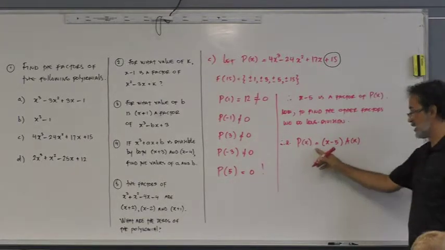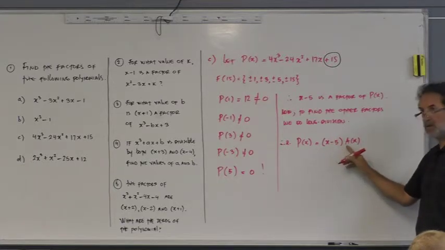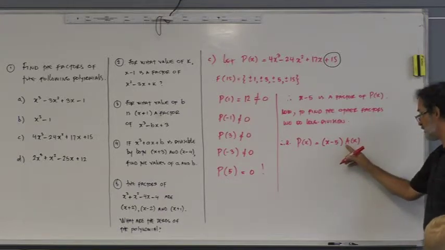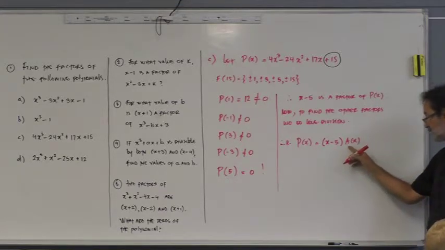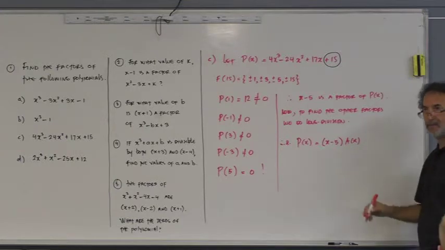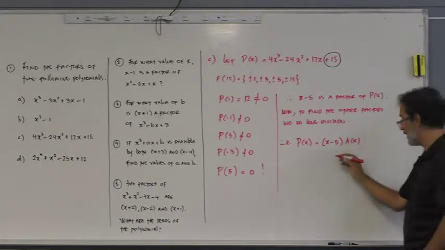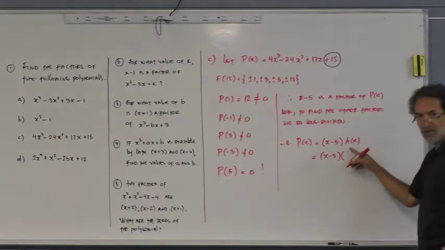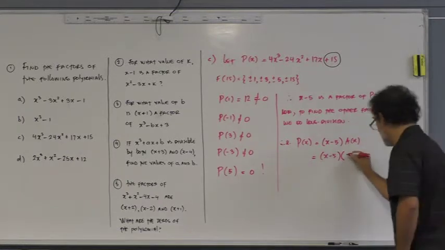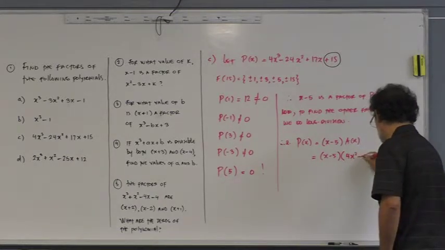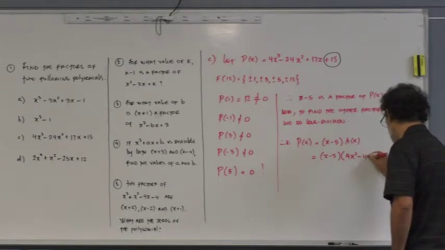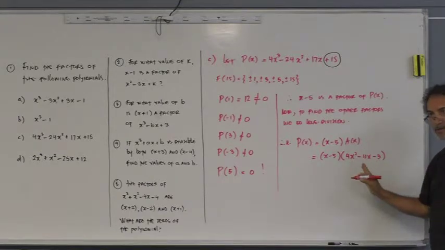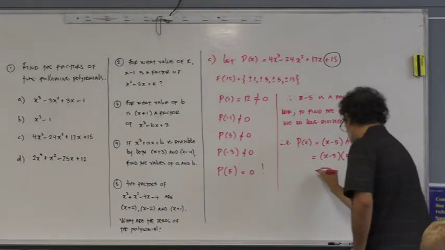So we know that p of x is equal to x minus 5 multiplied by whatever you get. We are waiting for the answer for this part. So x minus 5, and then that is equal to 4x squared minus 4x minus 3. Do you get similar? Same? Excellent.